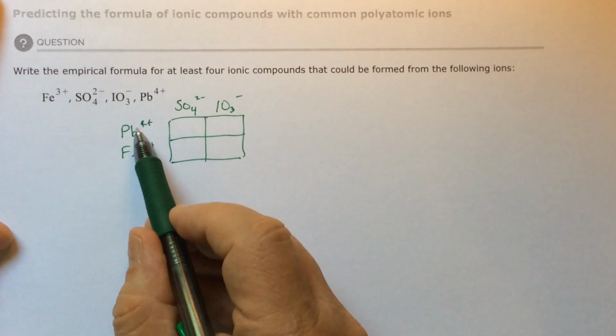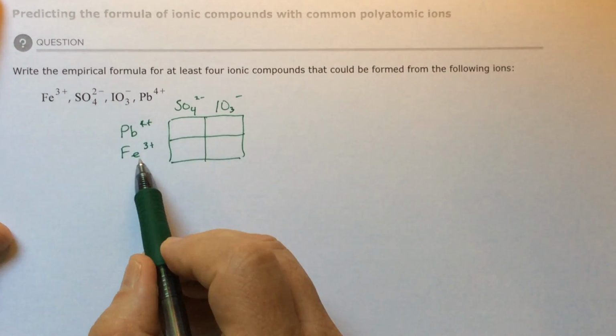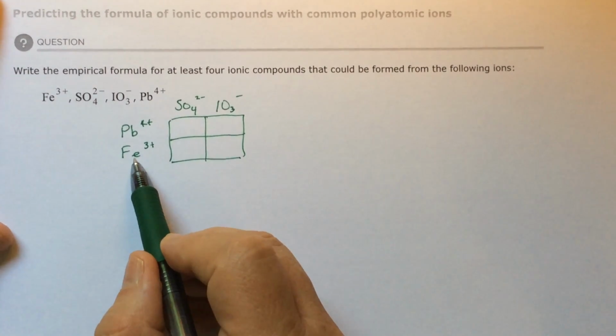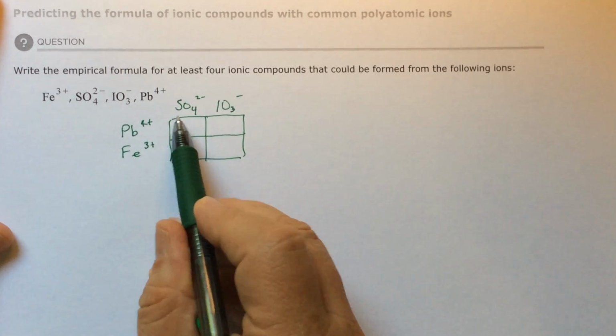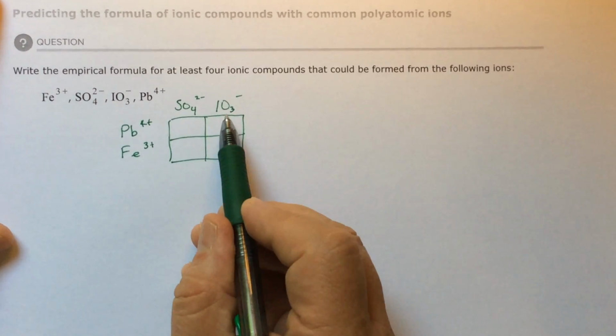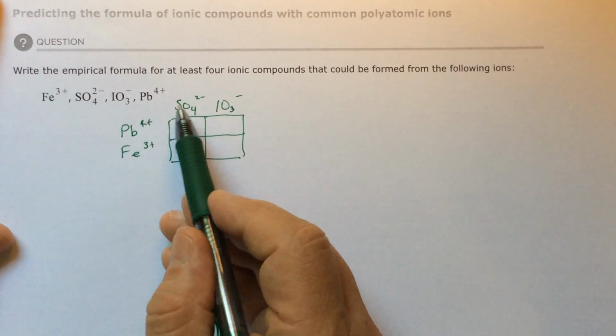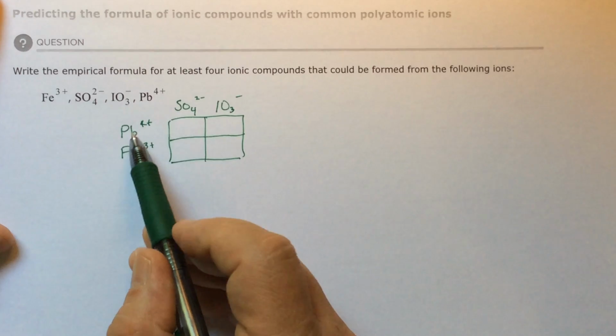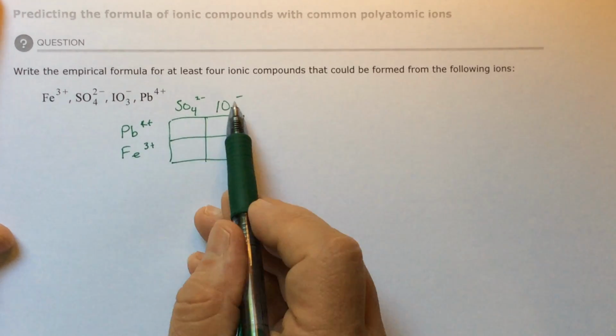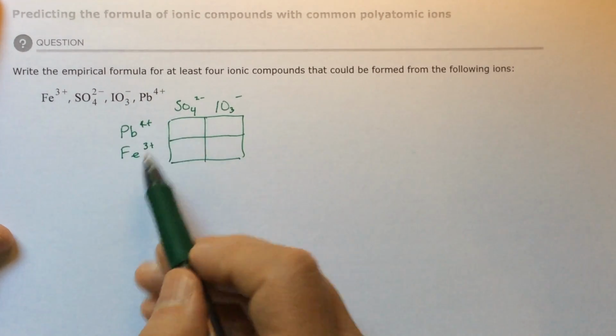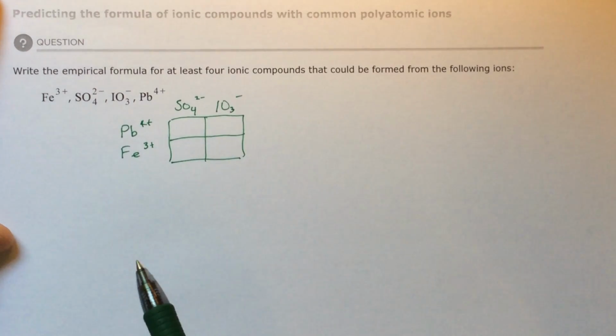All right, so naming this would be lead 4. Naming this would be iron 3. This is sulfate, SO4 negative 2 is sulfate, and this is iodate. Okay, so when you put them together, this would be lead sulfate, lead iodate. So it's lead 4 sulfate, lead 4 iodate, iron 3 sulfate, and iron 3 iodate.